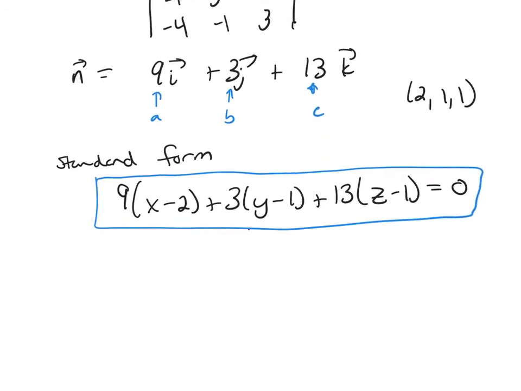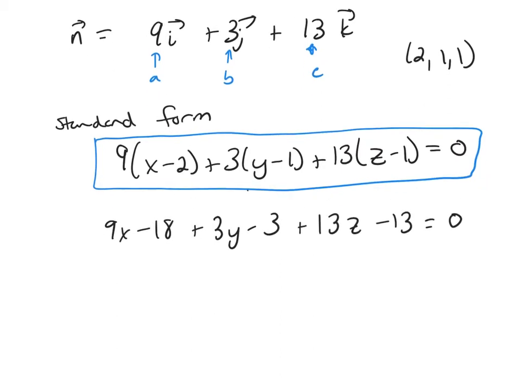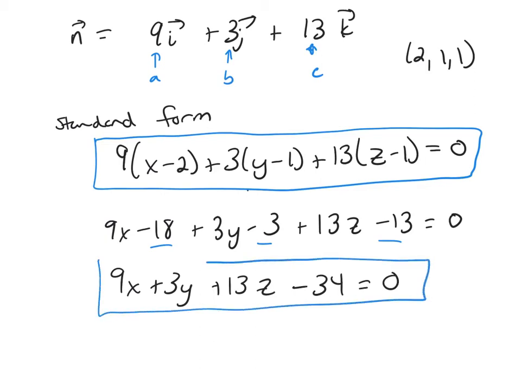Now to get it in general form, what you're going to do is distribute your coefficients: 9x minus 18, 3y minus 3, 13z minus 13. And you're going to simplify. You're going to combine your constant terms here. So you'll get 9x plus 3y plus 13z, and if you combine all those, it would be minus 34 equals 0. And here is my general form for my equation of my plane.